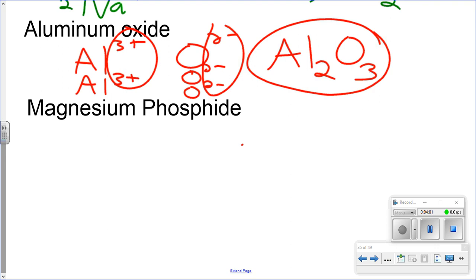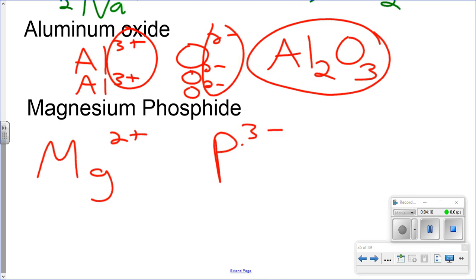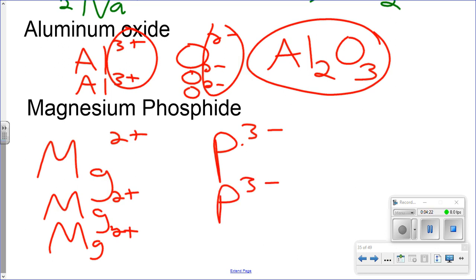Magnesium phosphide, same type of problem here. Magnesium's 2+, you can look that up on your ion sheet, and phosphide's 3-. So again, it doesn't matter how you do this. I need to make sure that the 2 and the 3, which are both divisible by 6, I need 3 of the magnesium ions and just 2 phosphide ions.